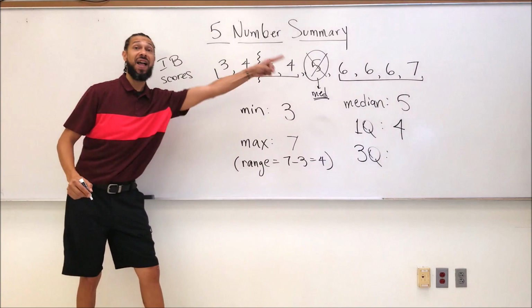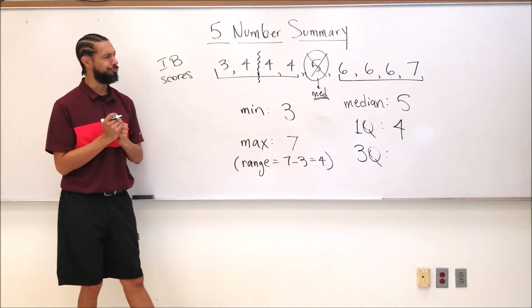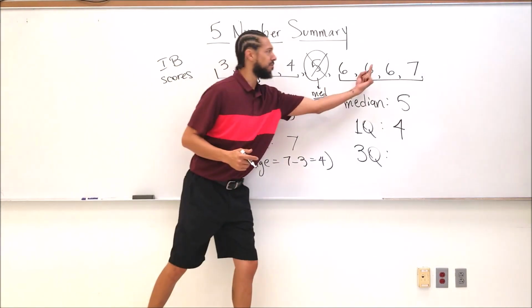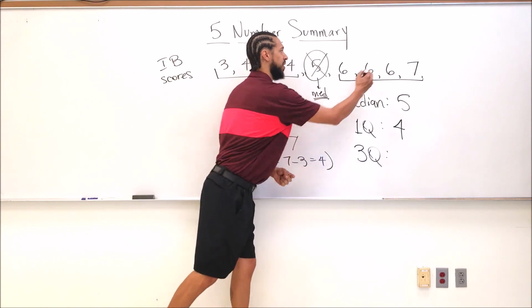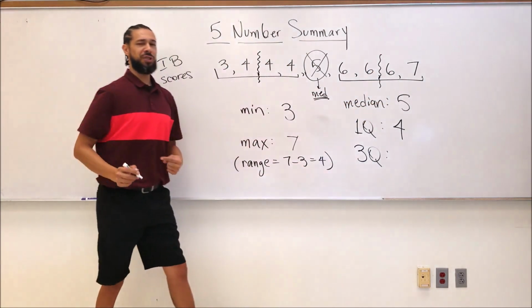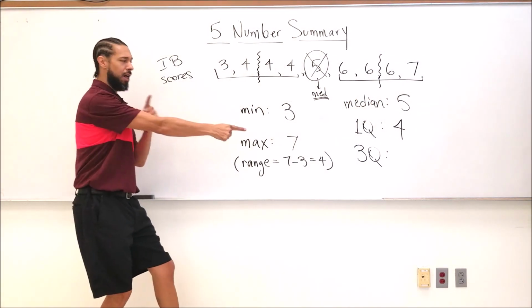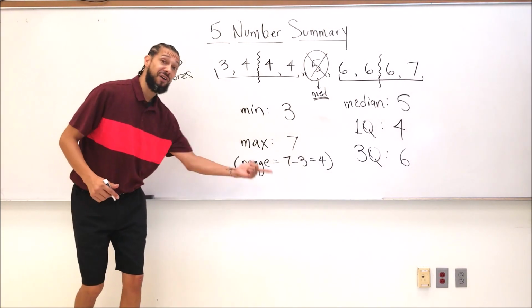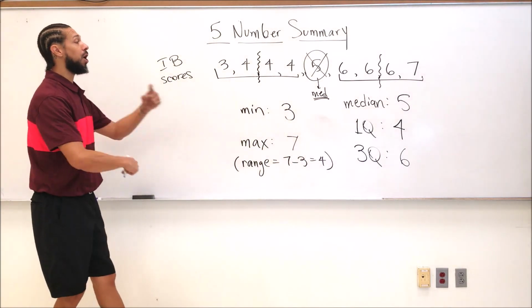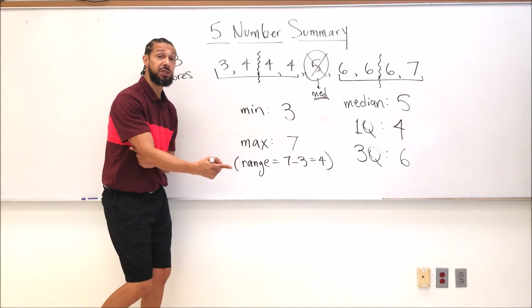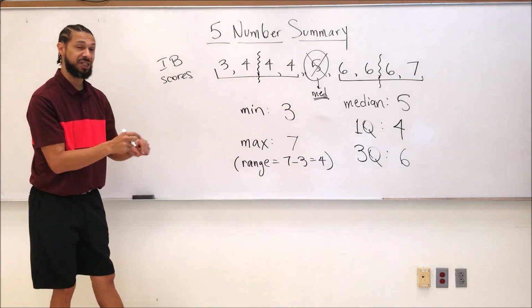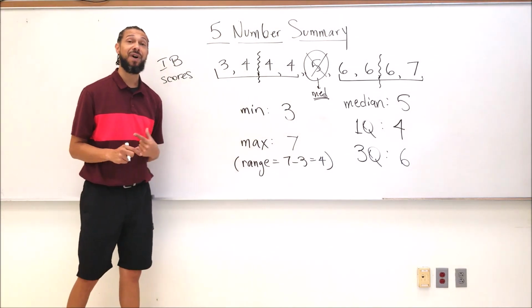So it's the median for that second half of data. Median for that second half, right in between those two 6s. It's the average of 6 and 6. 6. This is how you find a 5-number summary. Now we will talk about how to change this into a box and whiskers diagram so we can get a visual representation, but this is how you find your 5-number summary.